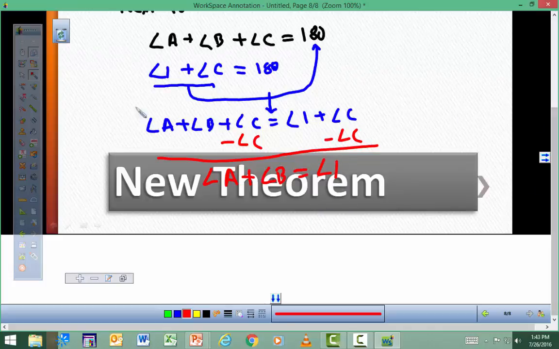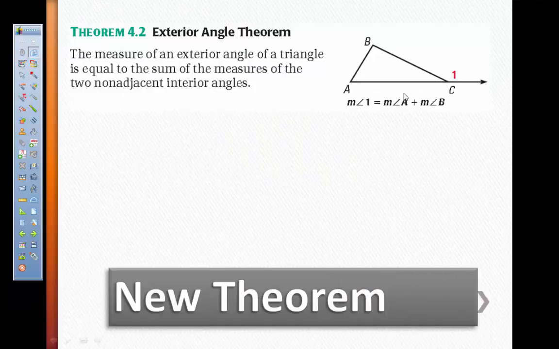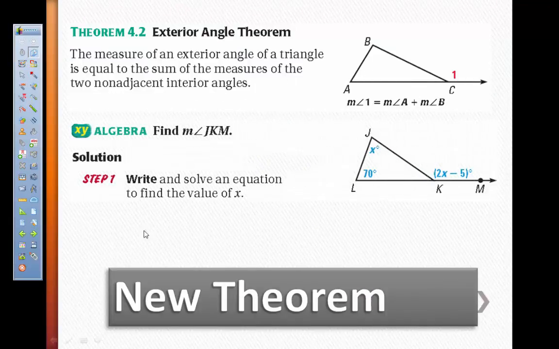I mean, think about it. That's what we're trying to show, that angle 1 is equal to angle A plus angle B. So there you have that theorem. It's a pretty easy idea. Well, now let's try a problem.